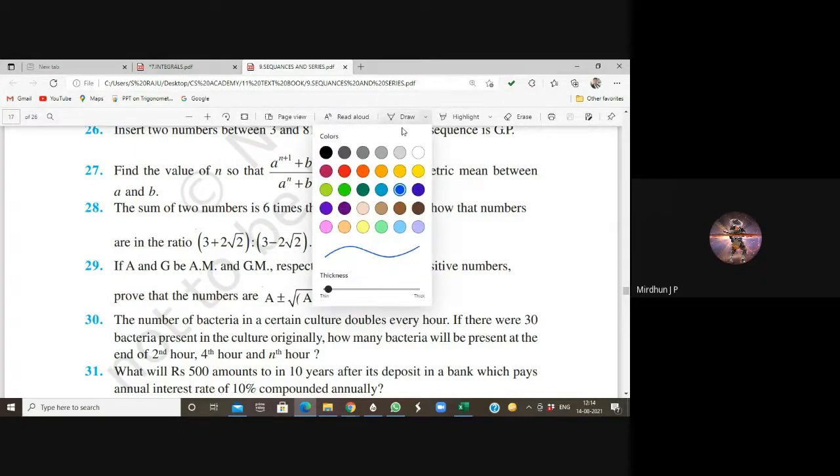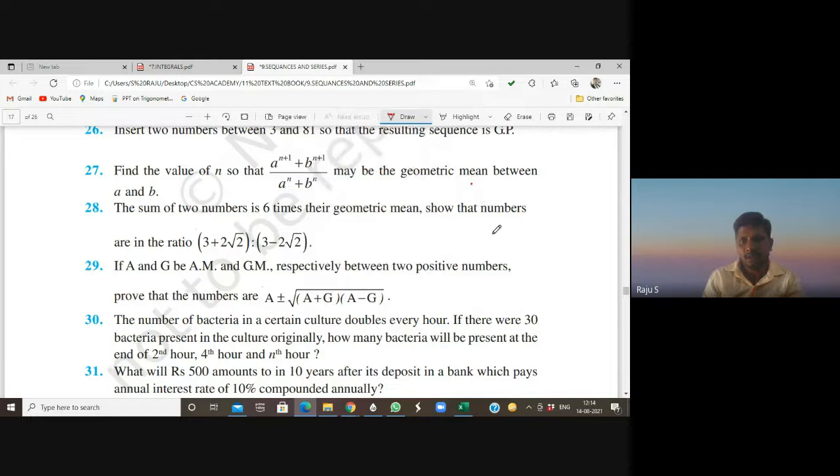Sir, A plus B is greater than or equal to 2 root of AB, sir. Yeah, I'm giving this as homework. Okay, anyhow, take here: (A plus B) by 2 is equal to capital A. AM is capital A. So A plus B is equal to 2A.